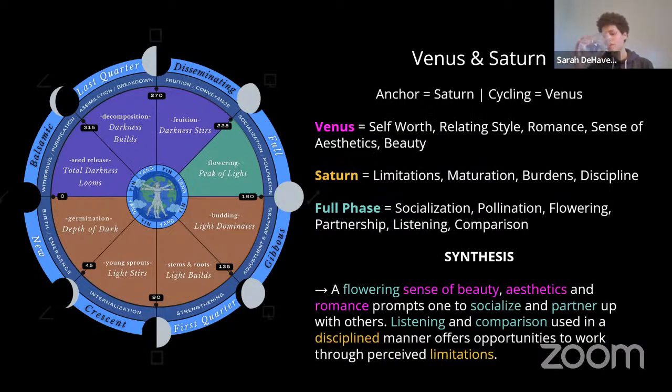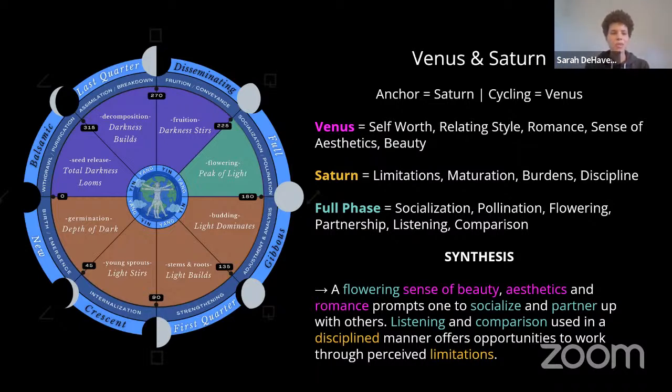With Venus and Saturn, we could synthesize the full phase between the two as this: a flowering sense of beauty, aesthetics, and romance prompts one to socialize and partner up with others. Listening and comparison used in a disciplined manner offers opportunities to work through perceived limitations. Yeah, Venus loves the full phase, right?